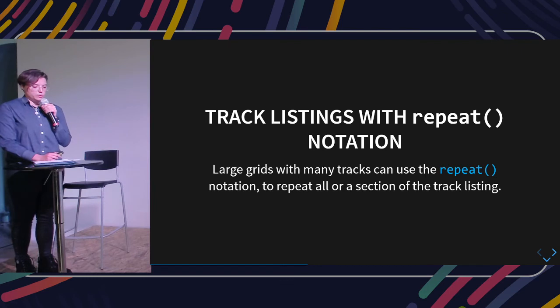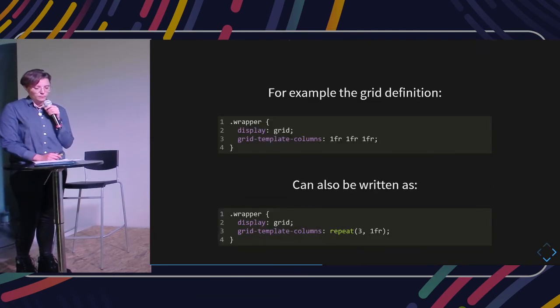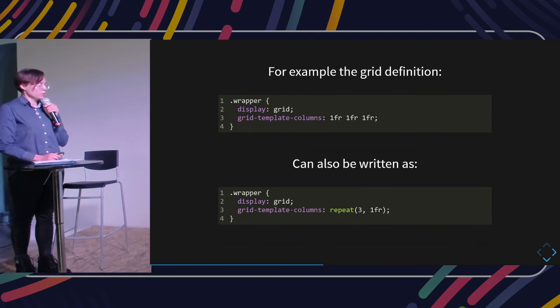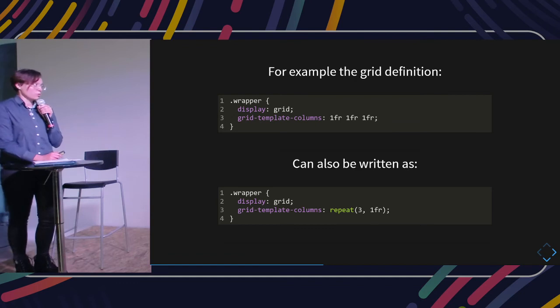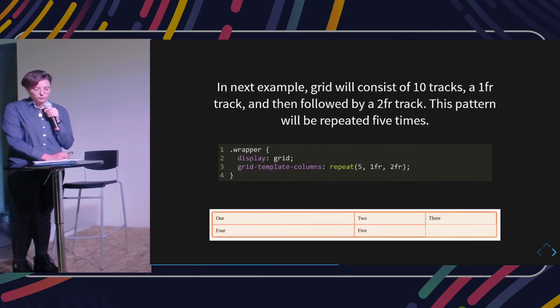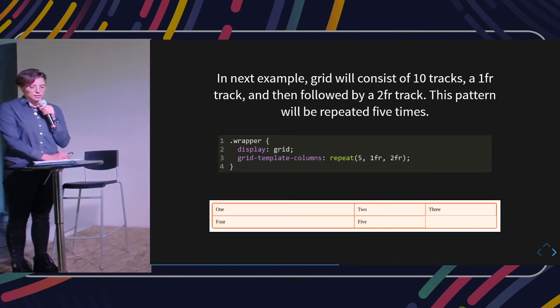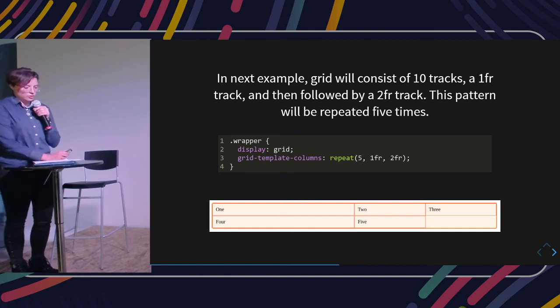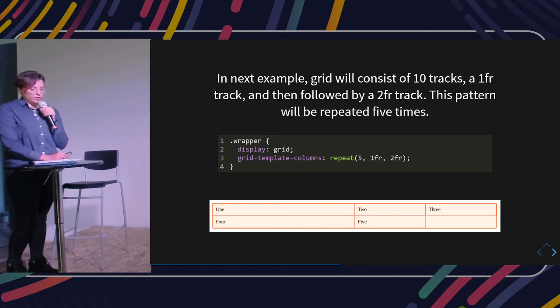Large grids with many tracks can use the repeat notation to repeat all or a section of the track listing. For example, this grid definition with 3 columns can also be written like this, using repeat notation. Repeat notation takes the track listing and uses it to create a repeating pattern of tracks. In this example, my grid will consist of 10 tracks, a 1fr track followed by a 2fr track, and this pattern will be repeated 5 times.